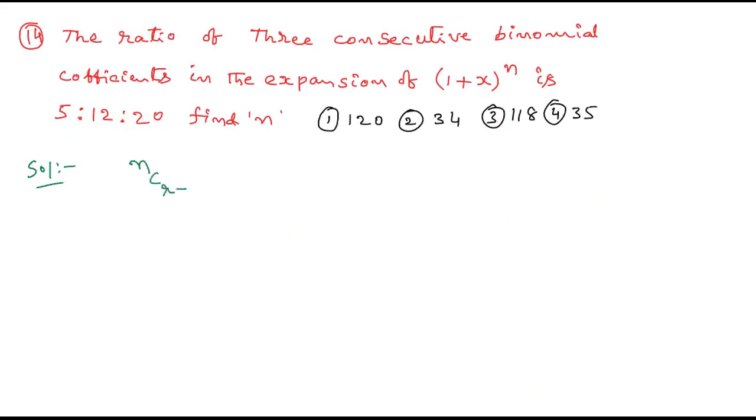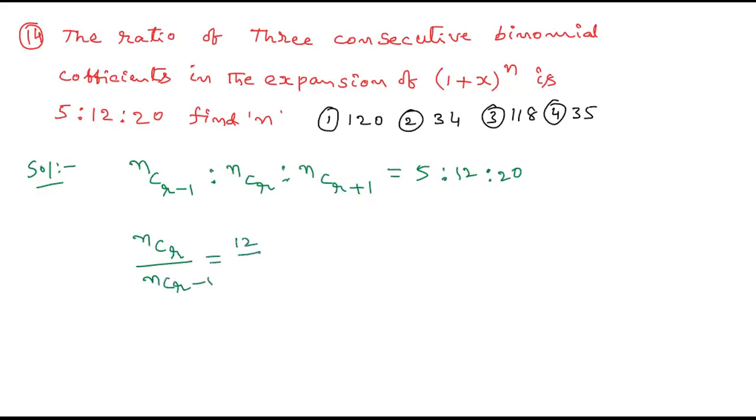nCr-1 ratio, nCr ratio, nCr+1, that is equal to how much given? 5 is to 12 is to 20. Now I am going to take nCr divided by nCr-1. So what we get the ratio? That is 12 by 5.